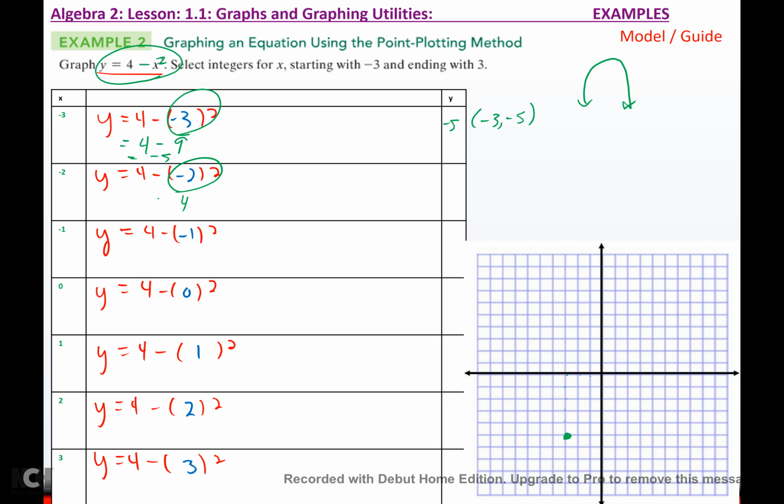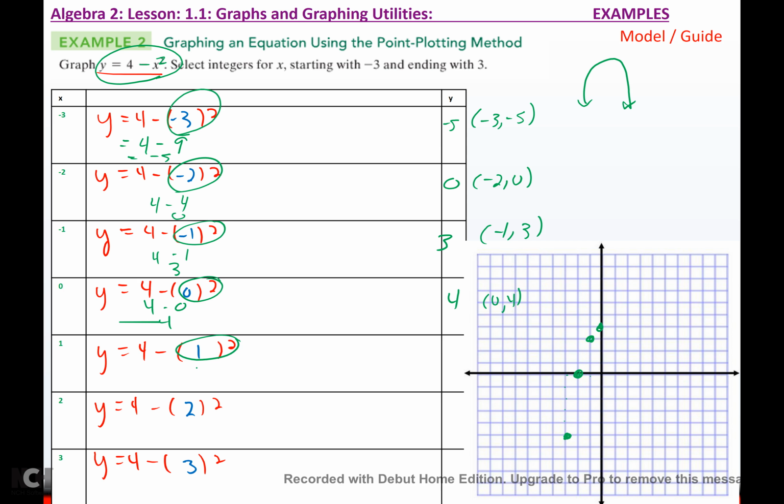Exponent first is positive 4. 4 minus 4 is 0. That ordered pair is negative 2, 0. Okay, negative 1 squared is 1. 4 minus 1 is 3. That ordered pair is negative 1, 3. Okay, 0 squared is 0. 4 minus 0 is 4. That ordered pair is 0, 4.